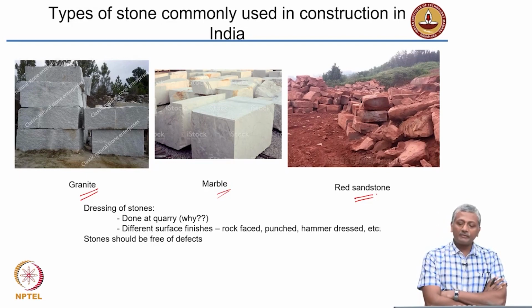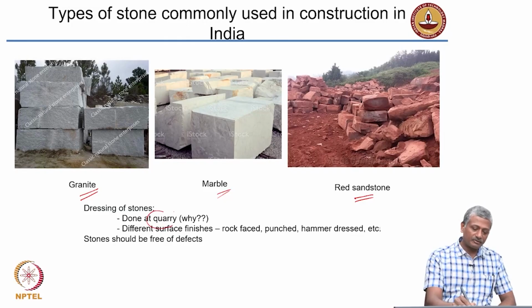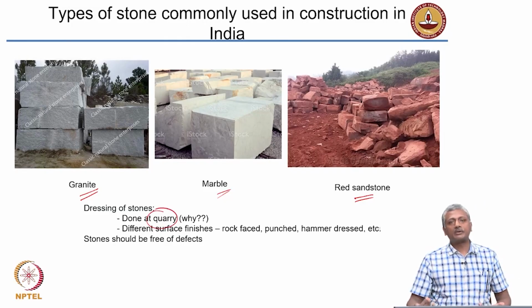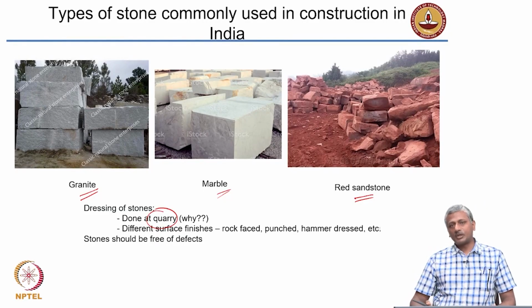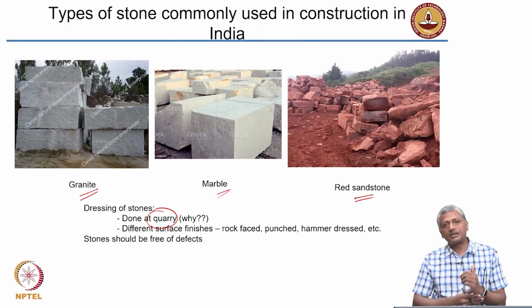Now, these stones obviously have to be dressed to the right size, and most often this dressing is done at the quarry itself. Wherever you are extracting the stone, that is where you are dressing it. Now, there are reasons for doing this. Why would you want to do this? Why don't you simply bring it to the job site and then do it?